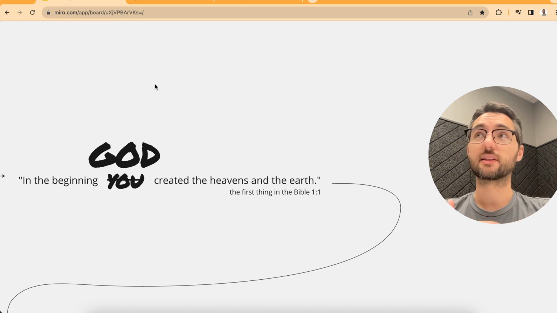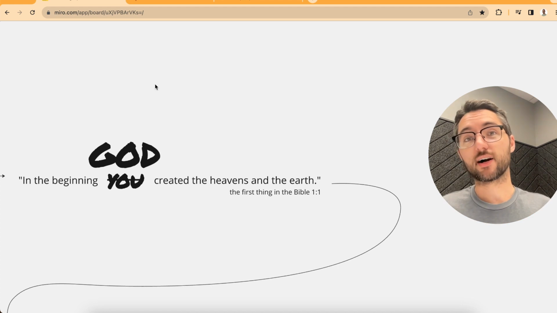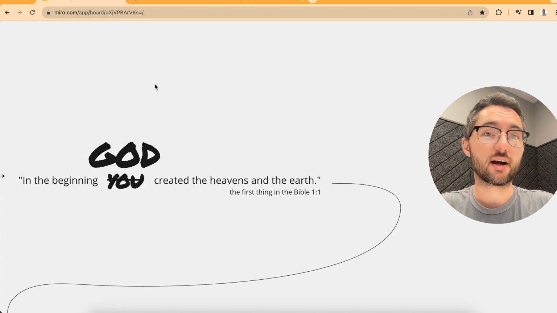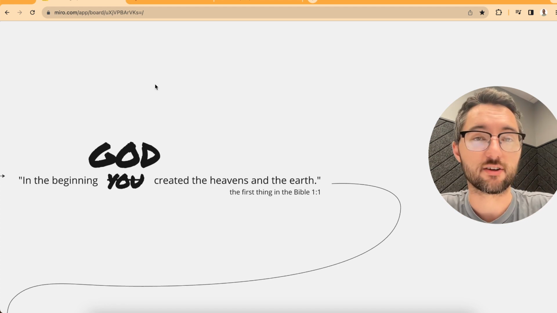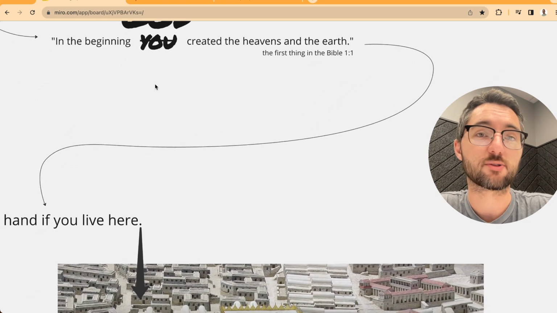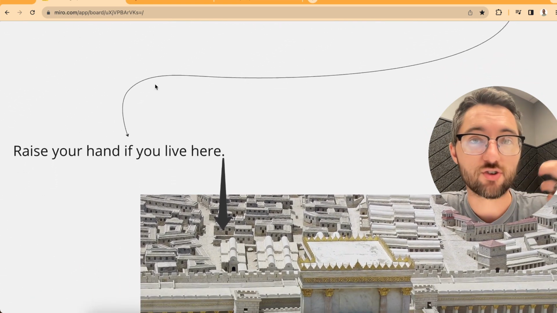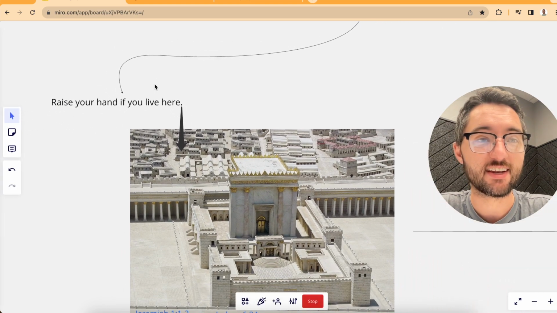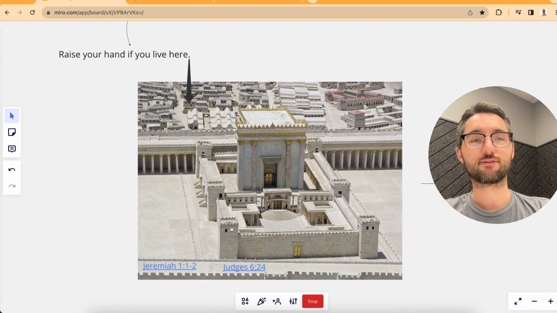That doesn't mean that the Bible doesn't have anything to say about us, but the way it's going to talk about us and affect our lives is in our relationship to God and our understanding of his character. So that's one good thing to keep in mind, and that's something that the expositional method is going to try to help us reveal. Another thing to understand and to ask yourself: raise your hand if you live here.